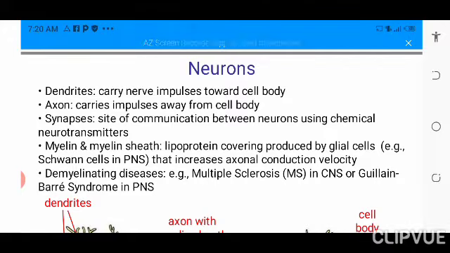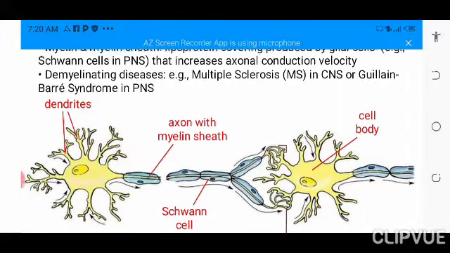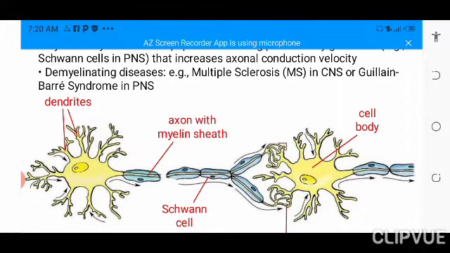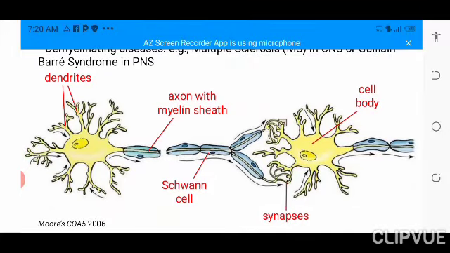And I remember saying that a neuron is made up of three parts: the axon, the dendrite, and the cell body. Axons are responsible for carrying information away from the cell body, while dendrites deliver information to the cell body. I remember saying that axons are wrapped within myelin sheath, which serves important functions.